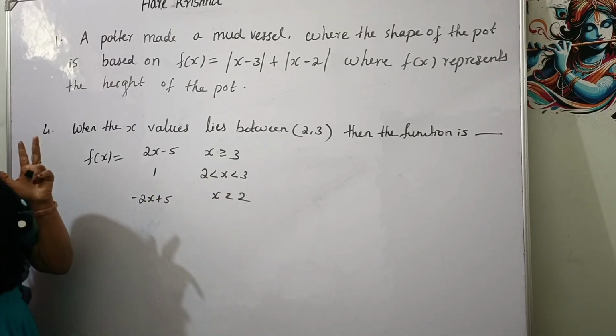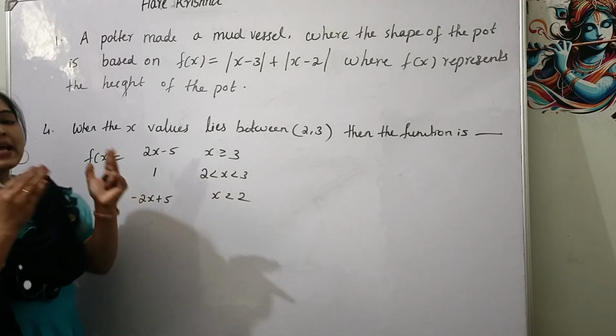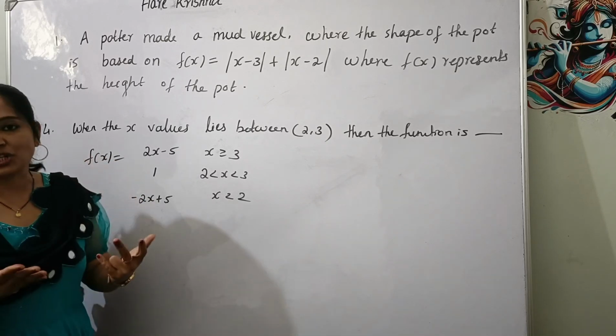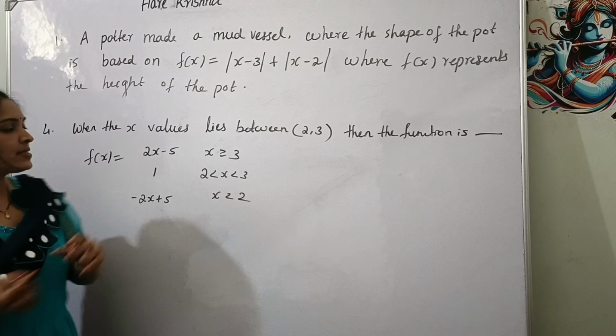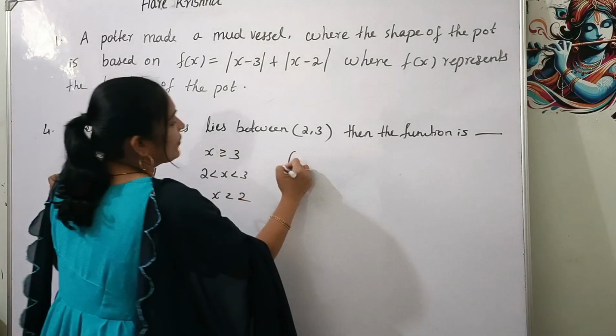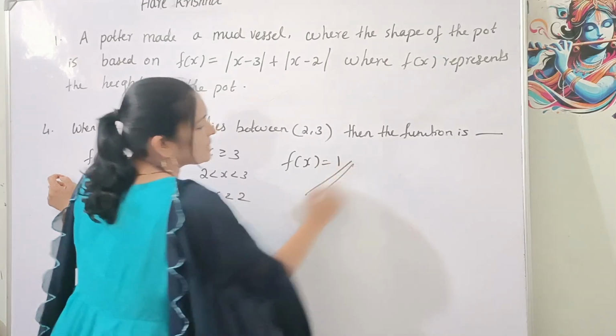Okay, so here our question is, when 2 less than x less than 3, what is the value of the function? That is, what is the function? Okay, f of x is equal to dash. See here, when 2 less than x less than 3, f of x is equal to 1. So f of x is equal to 1 is the answer.